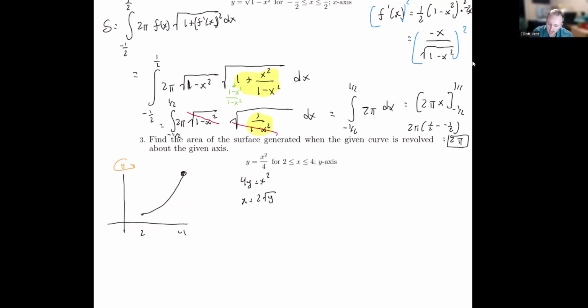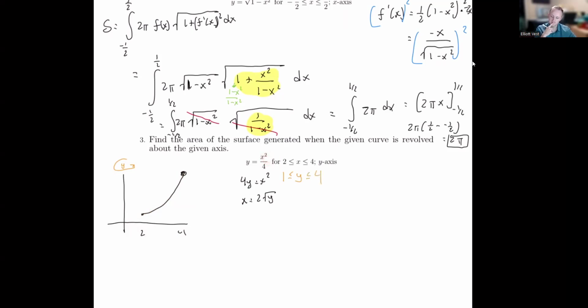Okay, and if x is from 2 to 4, we need to get our bounds in terms of y as well. This is also a very popular mistake. People just leave the bounds as 2 to 4, when really we're going to be having y as our variable now, so we need y to be our bounds. So when x is 2, what is y going to be? When x is 2, it'll be 2 squared over 4, or y will be 1. When x is 4, 4 squared divided by 4, y will be 4 as well.